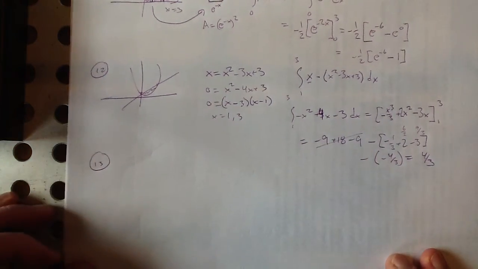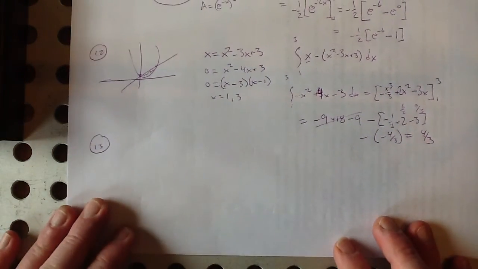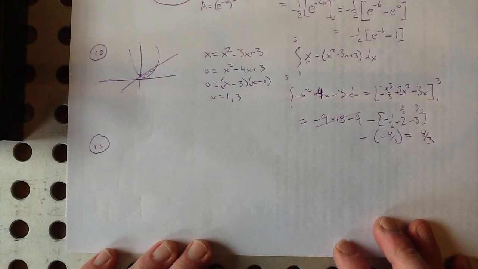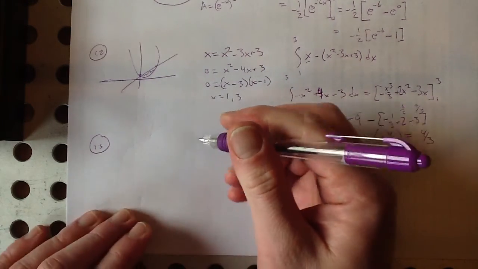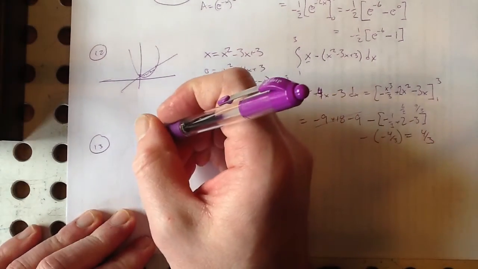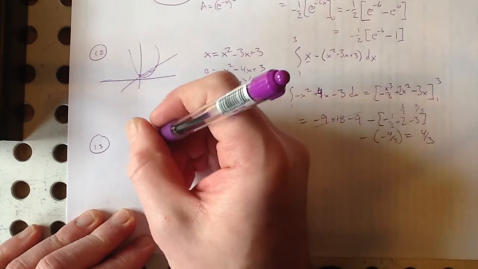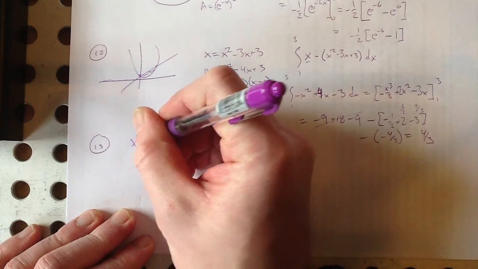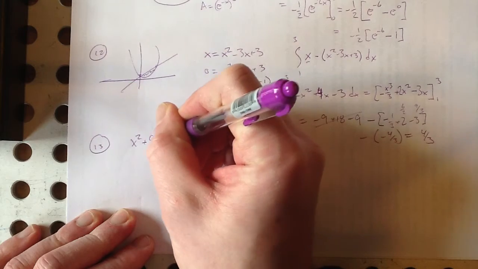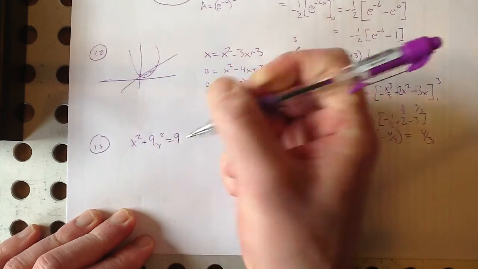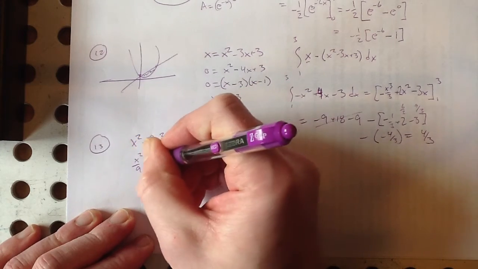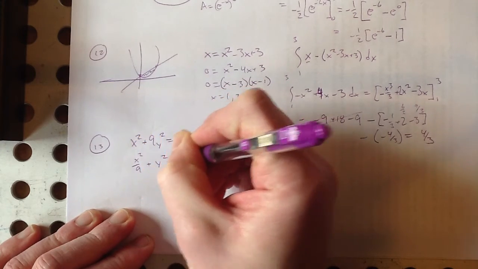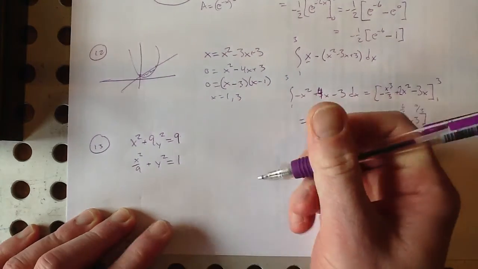Number 13, the volume of the solid obtained by revolving the region enclosed by the ellipse around the x-axis. All right, I guess we could talk just for a second if you want a visual here. What does this ellipse look like? To get this into standard form, it would be x squared over 9 plus y squared equals 1, right? Dividing everything through by 9.